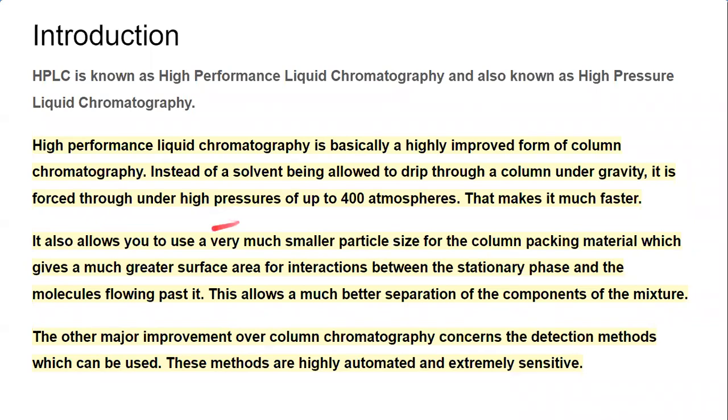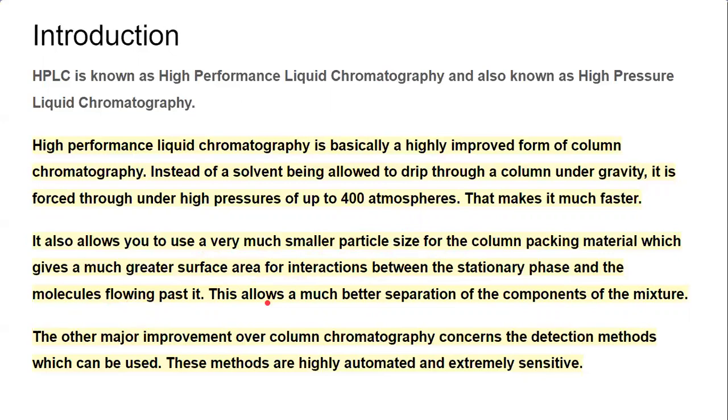Now, high performance liquid chromatography is basically a highly improved form of column chromatography. In column chromatography, the solvent is allowed to drip, that is percolate, through a column under gravity. Due to the gravitational force, it percolates. But here it is forced through under high pressure of up to 400 atmospheres. That makes it much faster. It also allows you to use much smaller particle size of column packing material, which gives much greater surface area for interactions between the stationary phase and the molecules flowing past it.